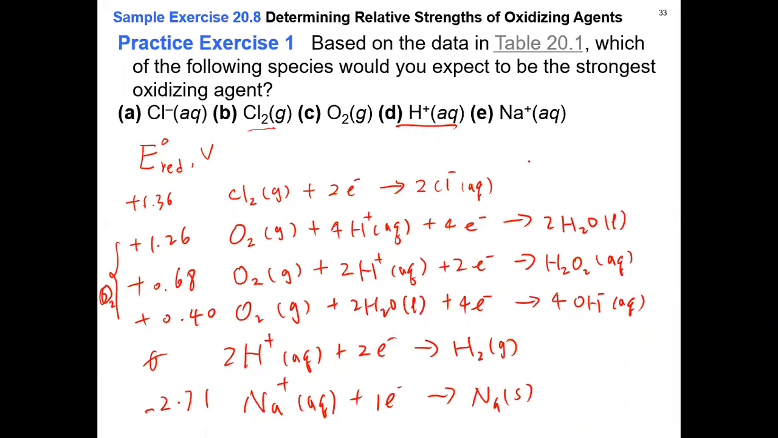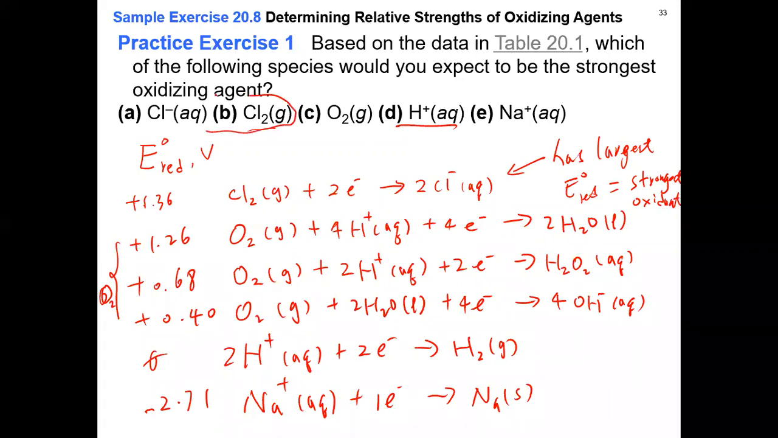Therefore, this has the largest E0 reduction. That means it is our strongest oxidant. Therefore, our choice will be B.